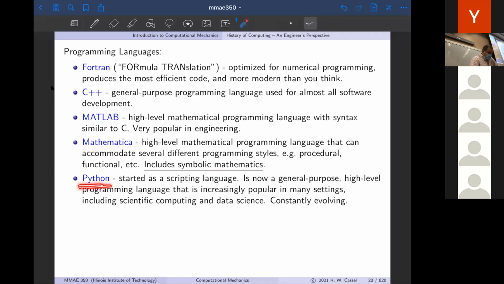Then came Python. So Python started as a scripting language. Now, a script means the following. So say I work for JPL.